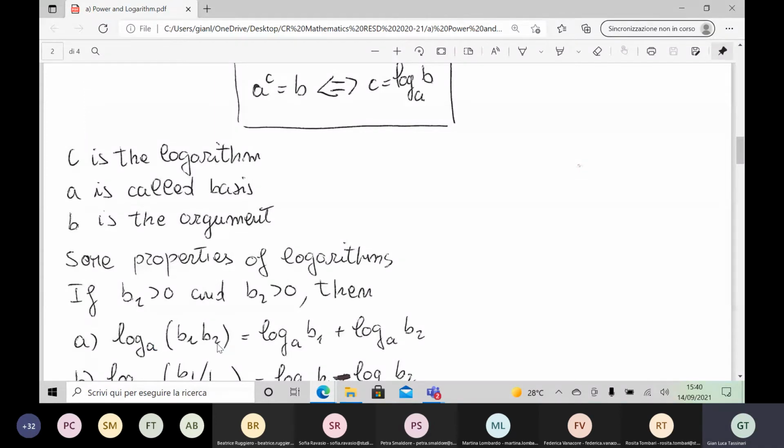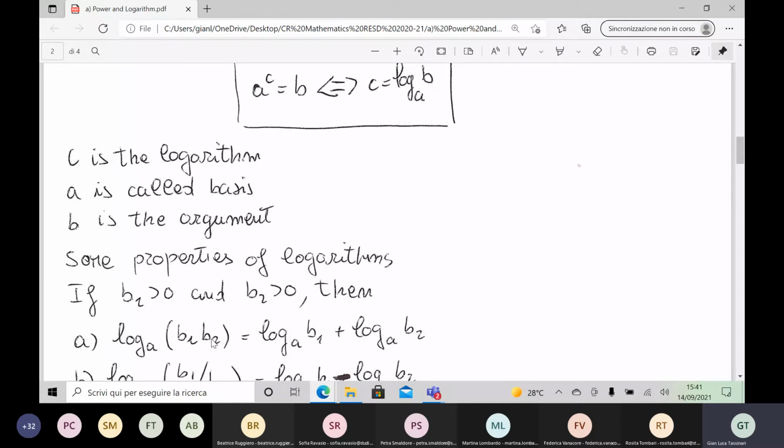As I told you, we have to require that B1 and B2 are both greater than 0 in order to have this property. Because suppose that B1 is minus 1 and B2 is minus 2. Minus 1 times minus 2 gives you 2. Logarithm with basis A of 2 makes sense. But since B1 is minus 1 and B2 is minus 2, the property does not hold. So the property holds if B1 and B2 are both positive. It's not enough that the product is positive.